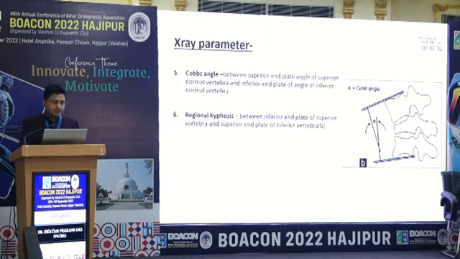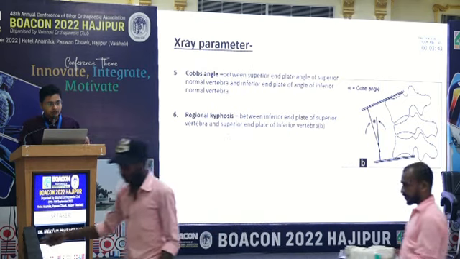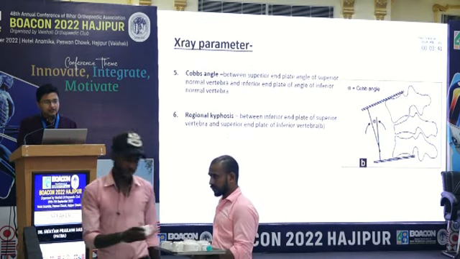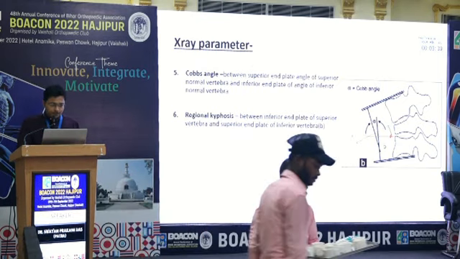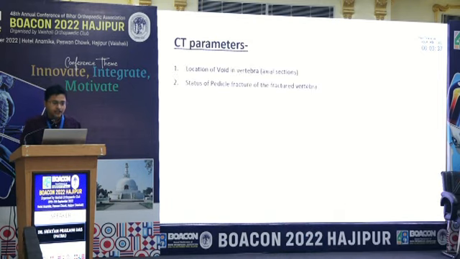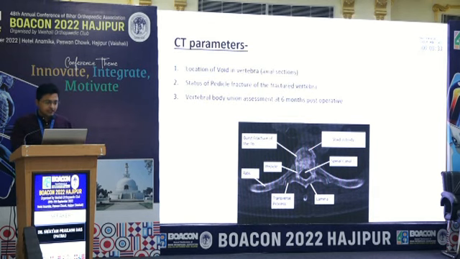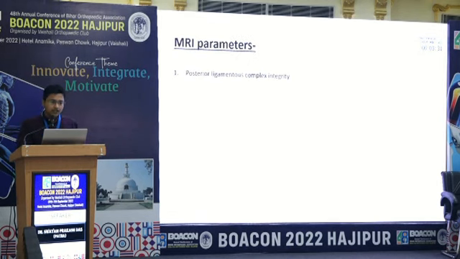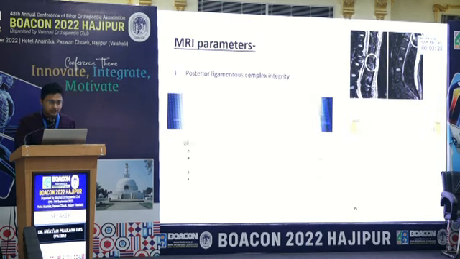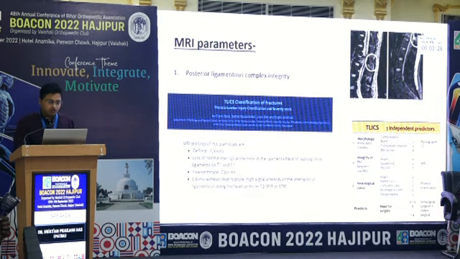Now, you may be surprised why we have taken so many X-ray parameters into consideration. The reason is that we were calculating different kinds of kyphosis, like the regional kyphosis and also the kyphosis occurring at the vertebral site. The CT parameters were the location of the void in the vertebral body, the status of the pedicle, and vertebral union assessment, which was done after 6 months. The MRI parameter was the integrity of the posterior ligamentous complex, which was taken into consideration for the TLICS scoring which we were doing.